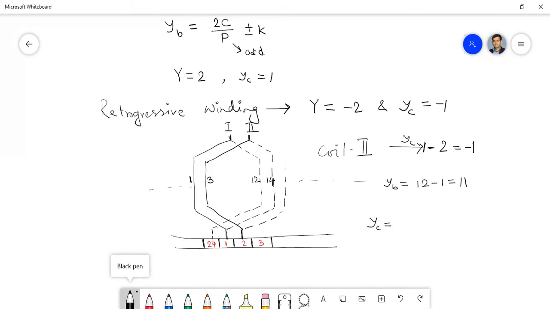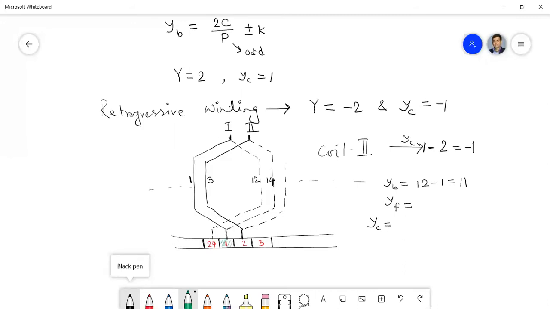Yes, sir. Now what is the front pitch then? Front pitch is the difference between the coil sides which are connected to the same commutator segment. So if we consider the two coil sides connected to segment 1, we find these are 1 and 14. So front pitch will be 14 minus 1, that is 13.